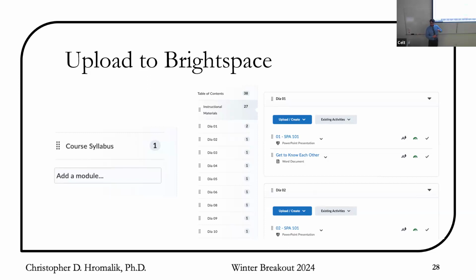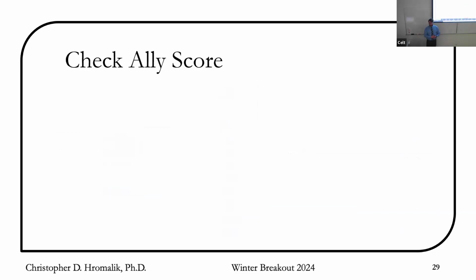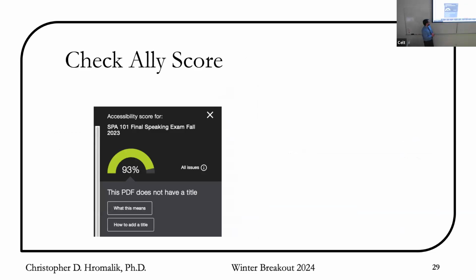Now, on this image here of Brightspace, on the right-hand side, as you look where it says 01 subject 1, get to know each other, 02 subject 101, each of these files on the right-hand side has a green icon that looks like a little gauge, and that will move up and down depending on how well it passes the accessibility checker of Ally. And so this is where you want to check the Ally scores.